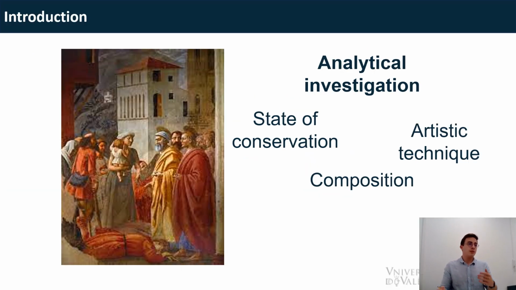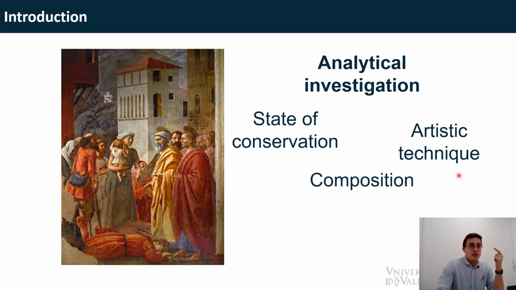Well, when we delve into the analytical investigation of cultural heritage samples, there are different variables that we are interested in studying. For example, we can address the state of conservation. That is, we can study how well conserved the sample is currently in the museum or in the building or whatever. Many of the analytical tools can give us information about that state of conservation.